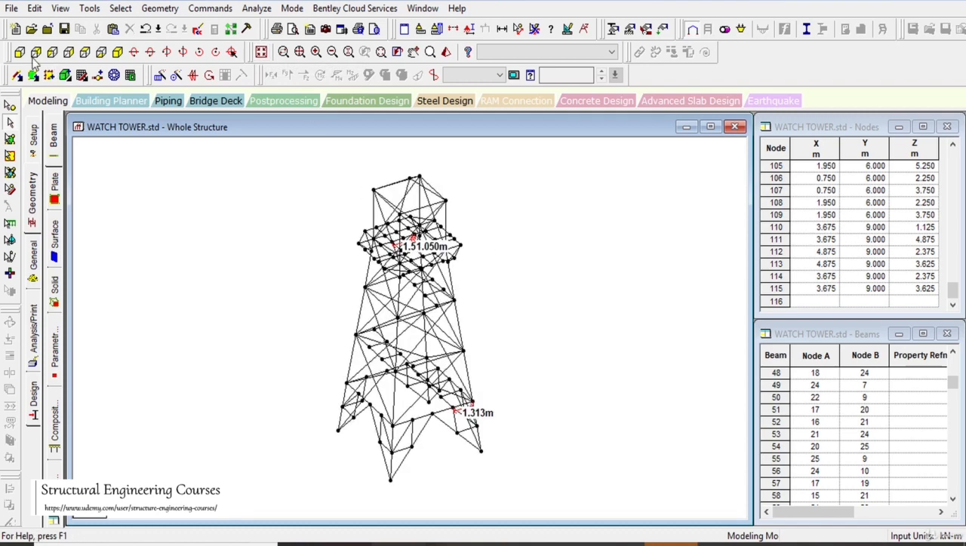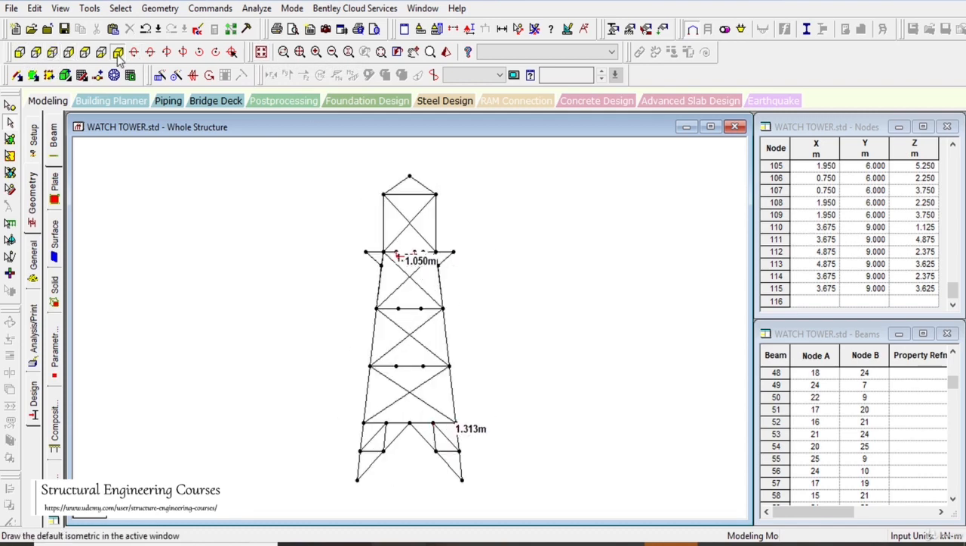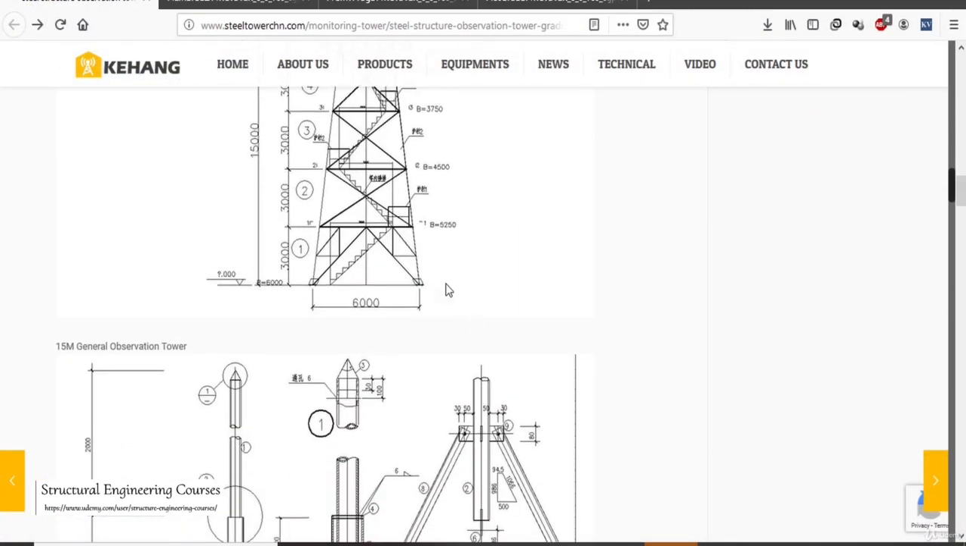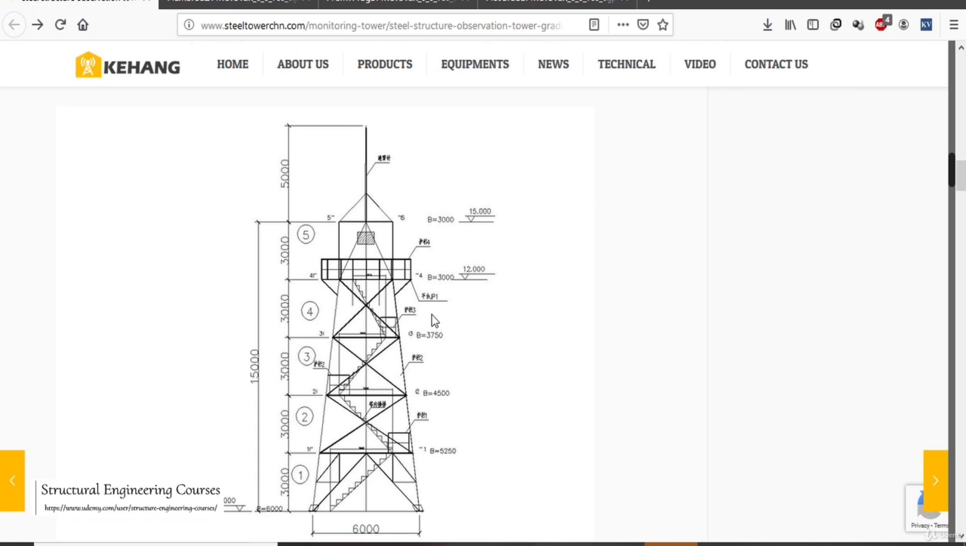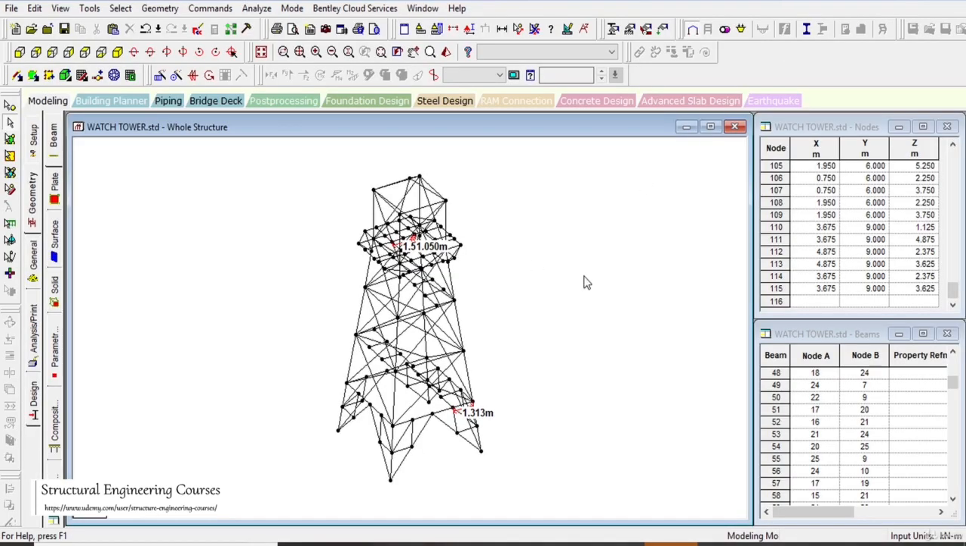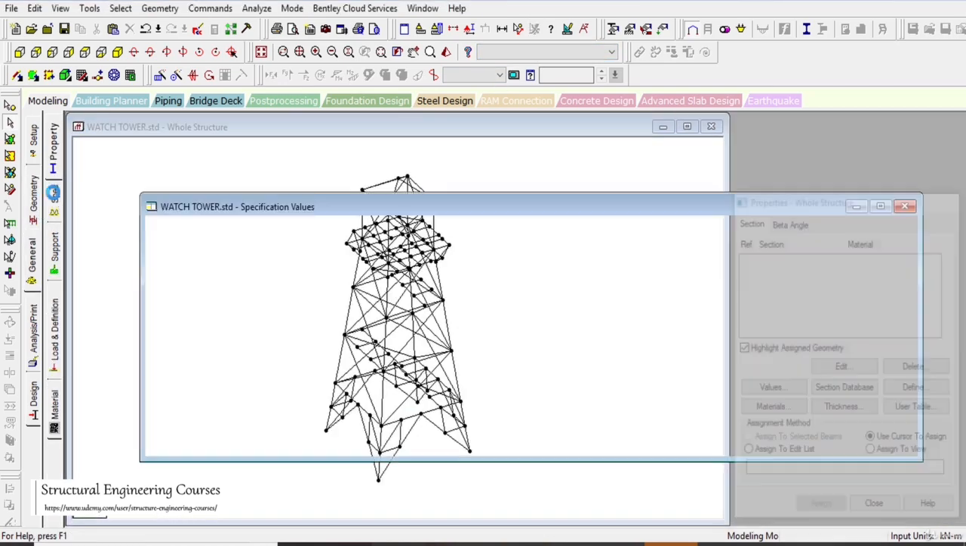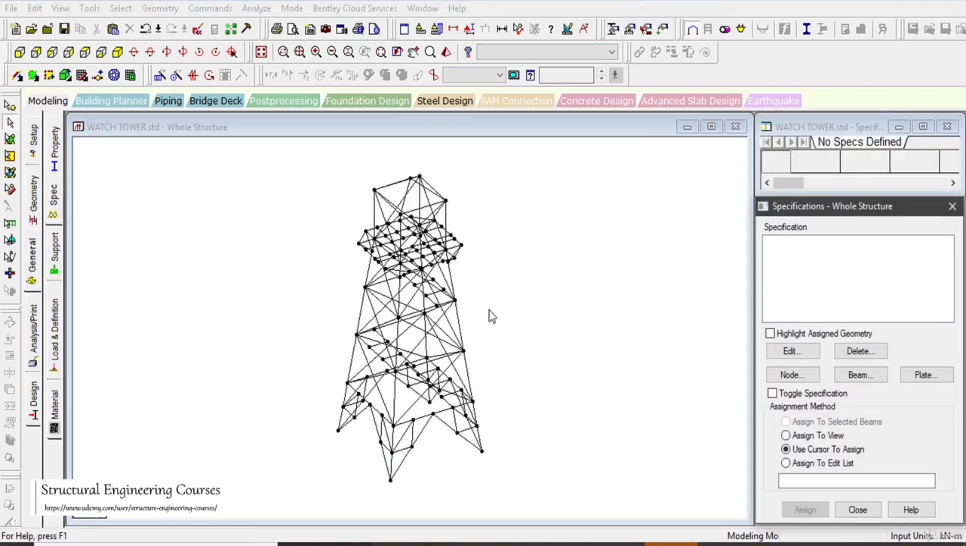So now the things are much simpler and much clearer. I must say that there's a 5 to 10% deviation from what exactly has been given here. But as a designer, you have full right to do whatever you want to do. So in this lecture, we have just modeled all the beams here. In the next lecture, we shall learn how we can assign the correct specifications to this watchtower arrangement here.